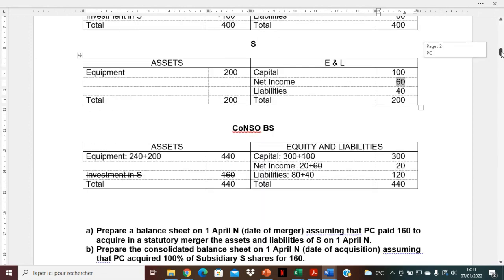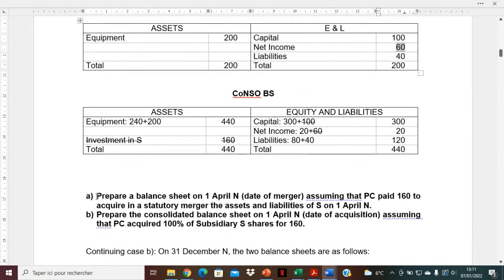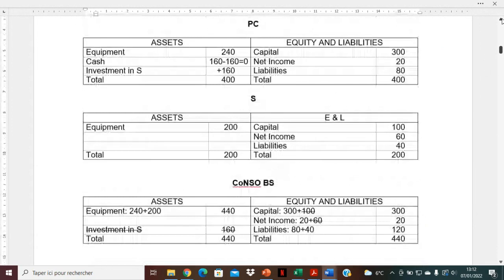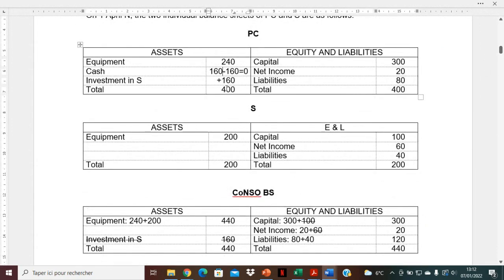Okay. Then let's do the A part. Now prepare a balance sheet on April 1st, assuming that PC paid 160 to acquire in a statutory merger the assets and liabilities of S on April 1st. So here we have a different type of business combination. We have a statutory merger. That means P will not spend money to buy shares, but will buy all individually the assets and liabilities of the subsidiary. Okay.